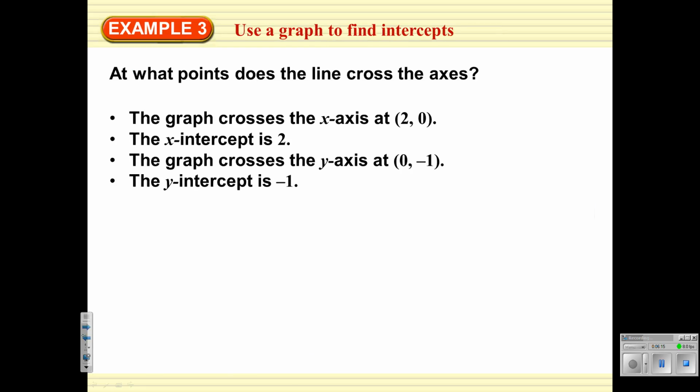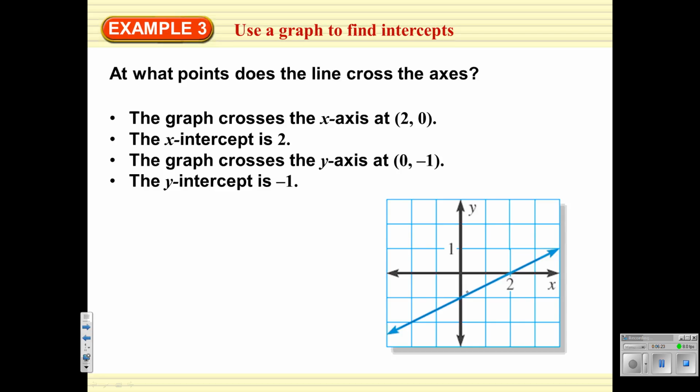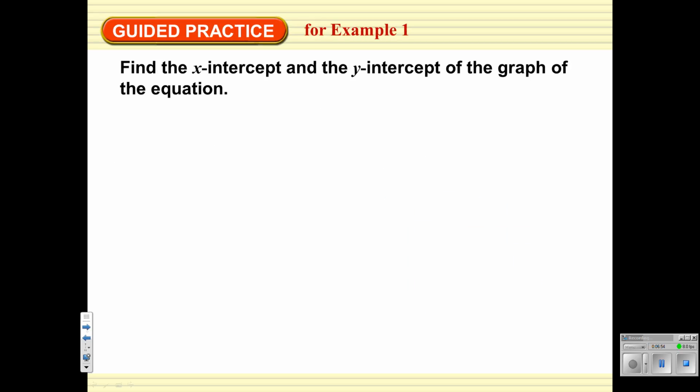All right, using a graph to find the intercepts. At what points does this line cross the axes? Here's our graph. You're just going to look and see where the line crosses. It crosses the x-axis at 2, 0, so our x-intercept is 2. It crosses the y-axis at 0, -1, so our y-intercept would be -1. The x-intercept is where it crosses the x-axis, and the y-intercept is where it crosses the y-axis. That's about it for example 3. Can't make it any easier.